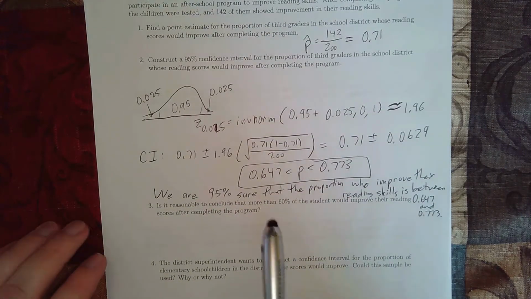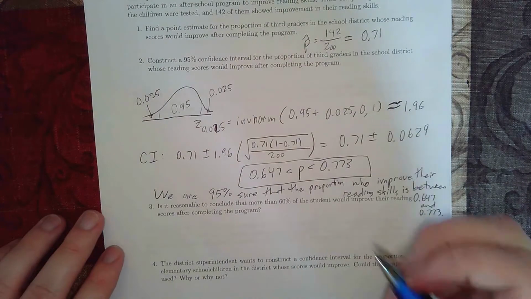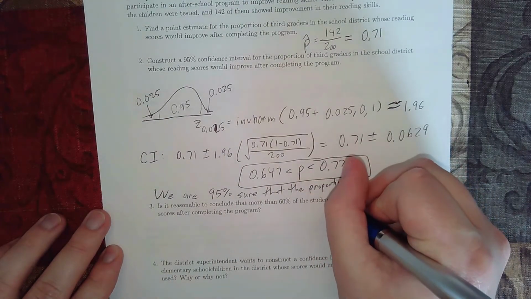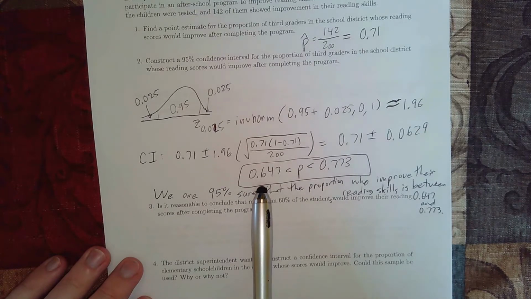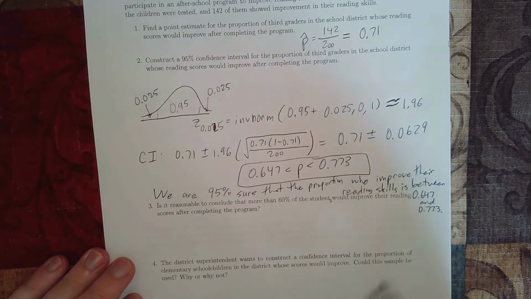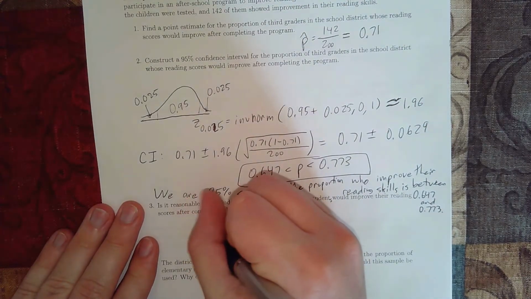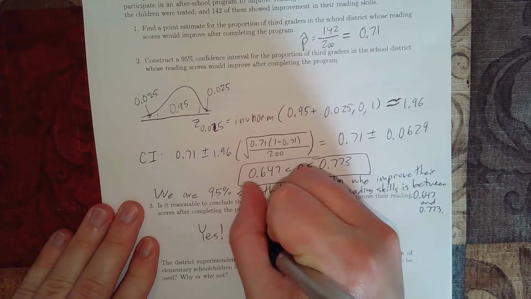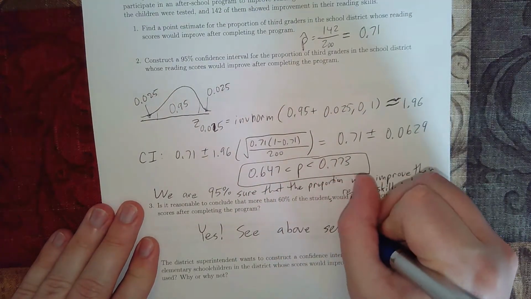So would it be reasonable for us to conclude that more than 60% of the students will improve their reading scores after completing the program? Well, if we're 95% sure that we're between 64.7% and 77.3%, I'd say that would be pretty reasonable for us to conclude. So yes, we can include the above sentence.